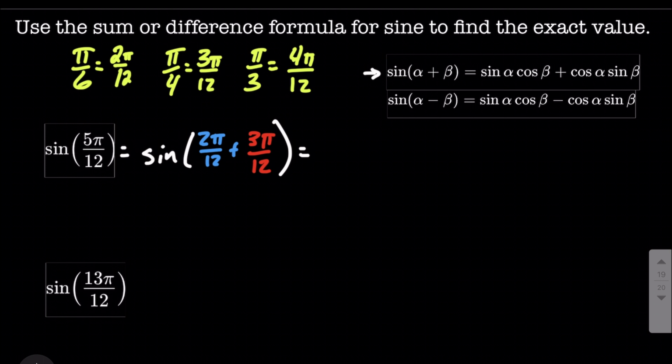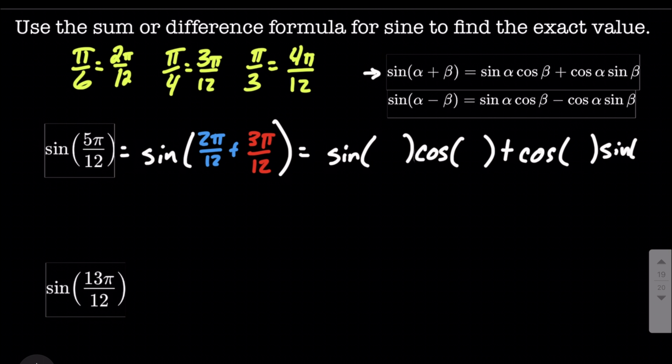So I'm going to go over on the right-hand side, and I'm just going to copy down the formula for now. All right, initially what we want to do is have sine of something multiplied by cosine of something plus cosine of our alpha multiplied by sine of our beta. All right, let's try to color code this so you can see exactly where things get filled in. Wherever we see an alpha in our formula, we're going to replace that with a 2 pi over 12. All right, so 2 pi over 12.